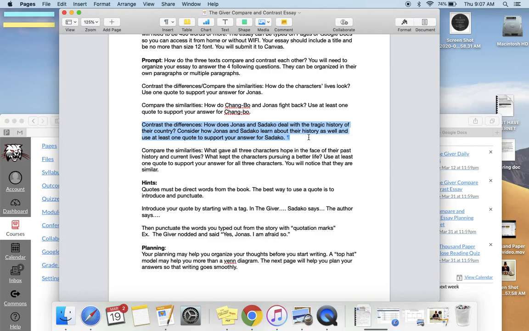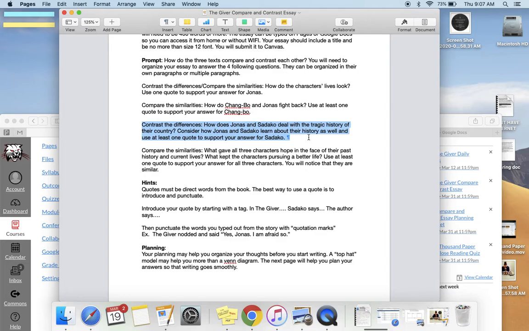You'll also see Sadako learning about her history when her grandmother has already taken her to the spirit world to meet all the other spirits who died during the bombing. Now, for Jonas, you're really just going to think about how he gets the memories. So how do they deal with the history of their country? Jonas seems to take the hard things hard. Sadako seems to take things, I don't know if she takes them positively, but she doesn't freak out and cry and scream like Jonas does.